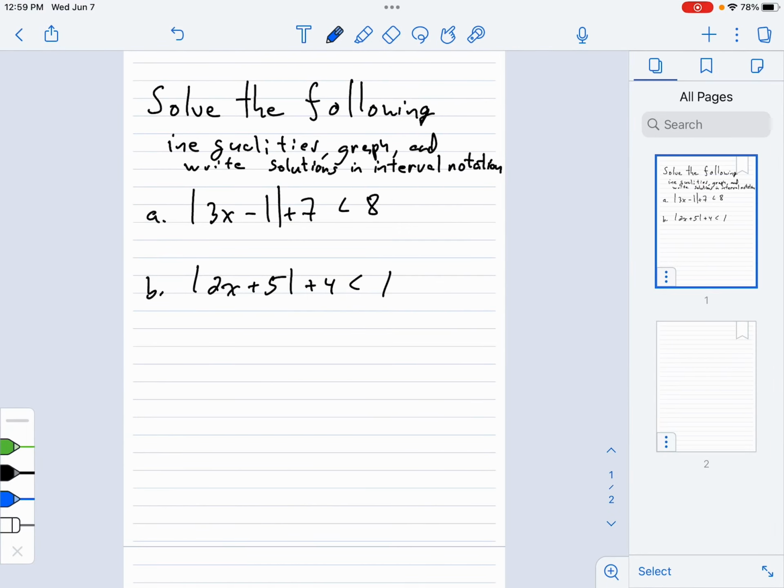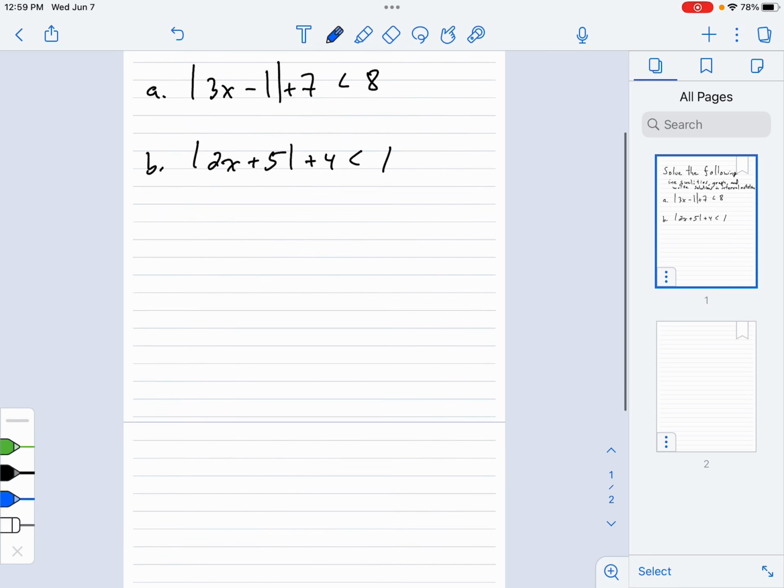All right, so we're going to be looking at part B of this question. Solve the following inequalities, graph and write the solutions in interval notation. We have the absolute value of 2x plus 5, plus 4, is less than 1. So let's go ahead and get started on that.